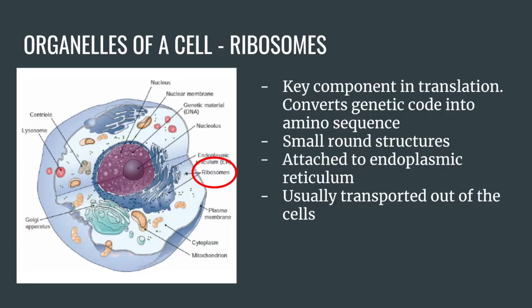Next up, the ribosomes, which are small round structures that are either attached to the membrane of the ER or lying freely in the cell. They are needed to synthesize proteins in the cell. The ribosomes attached to the ER make proteins that are usually transported out of the cell, while the ribosomes lying freely in the cytoplasm make proteins that are used within the cell. They are hence the key component in translation, as they convert genetic code into amino acid sequences.